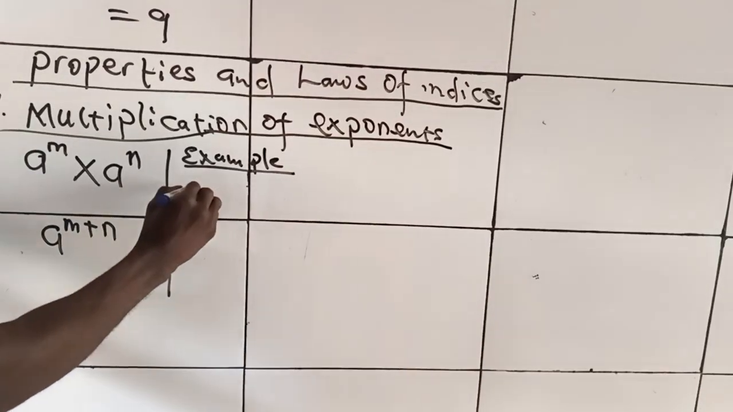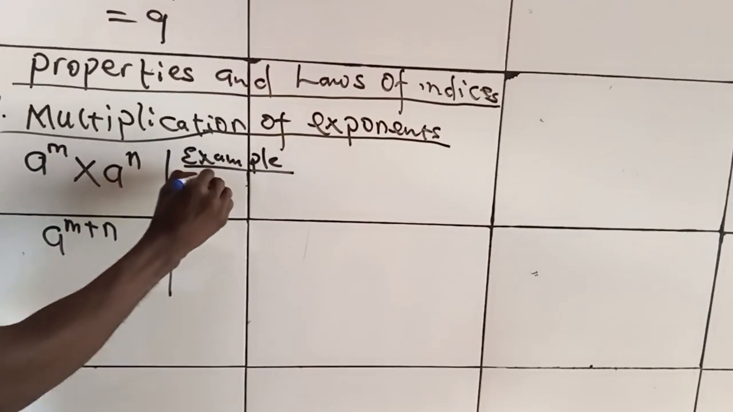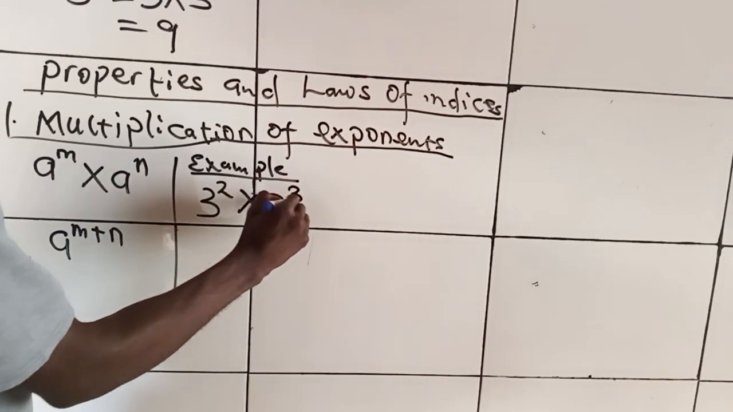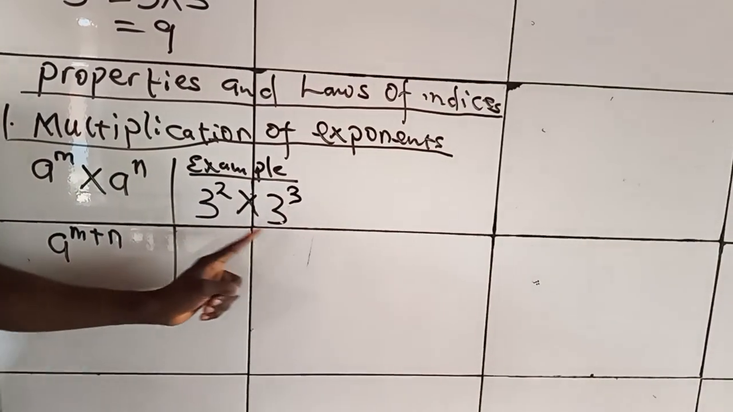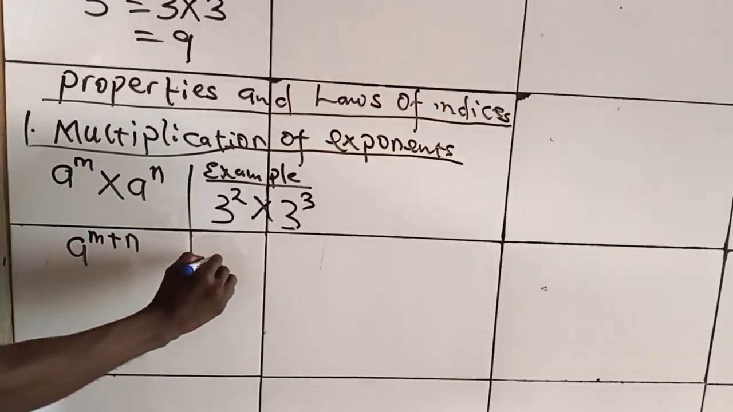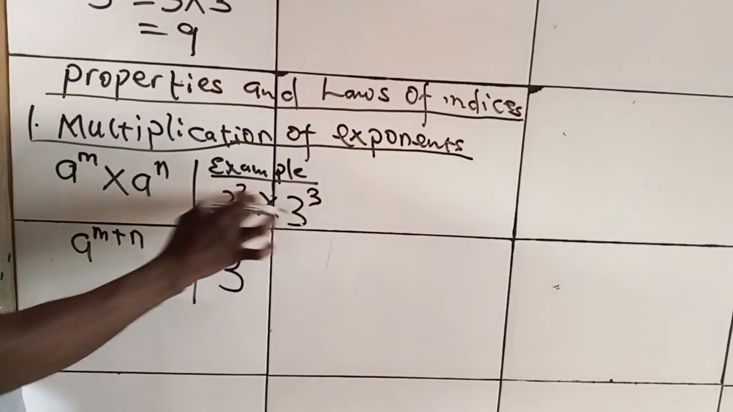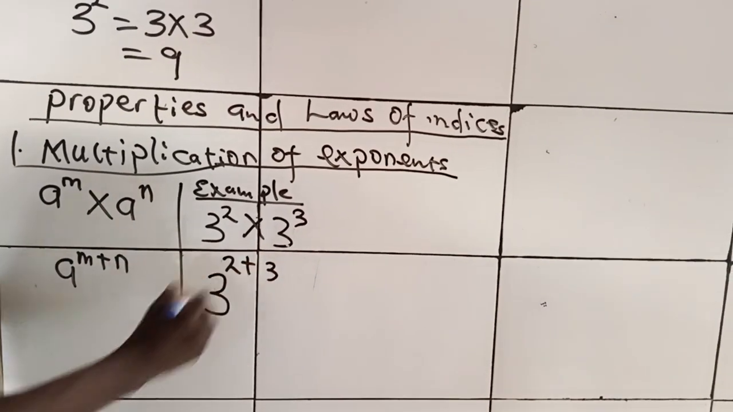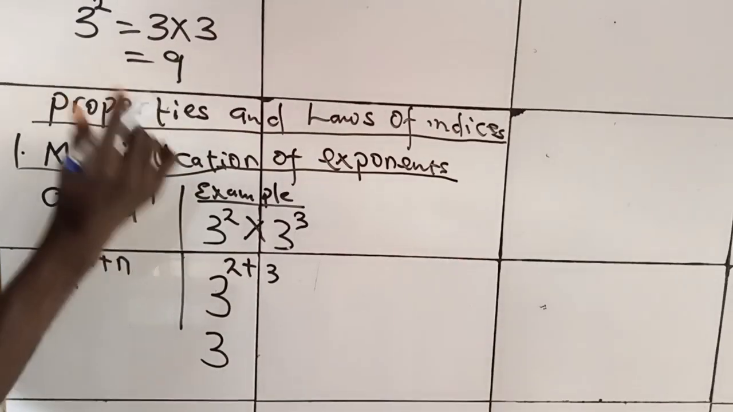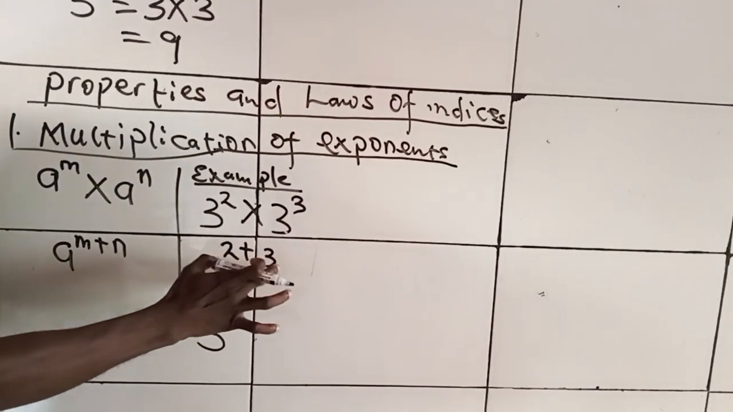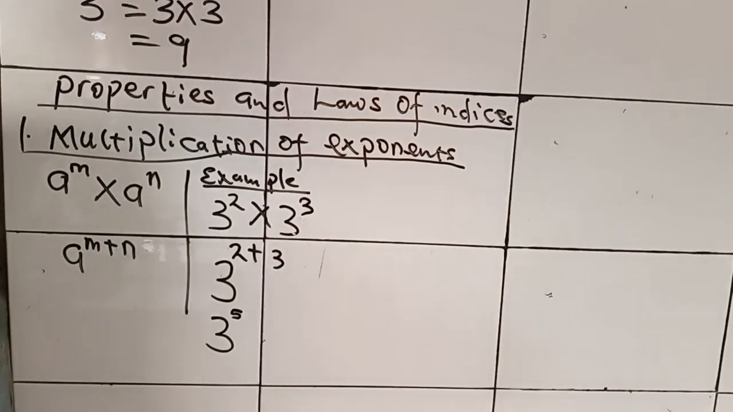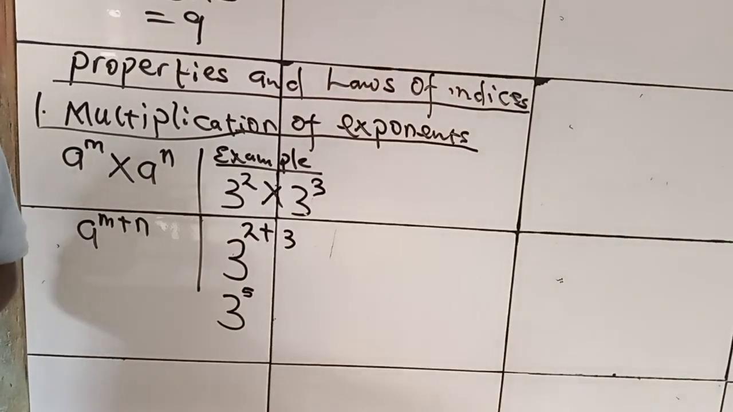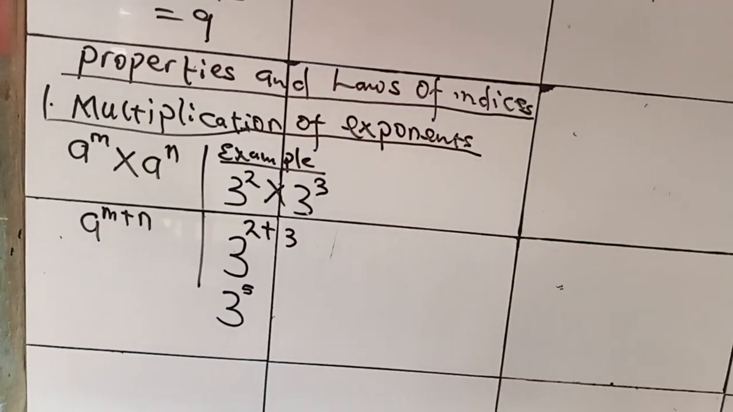You have 3 raised to the power of 2 times 3 raised to the power of 3. You see that the bases are the same. So we can pick one of the bases. This is going to be 3. Then you add the exponents, 2 plus 3. This is going to be 3 raised to the power of 2 plus 3, which will give you 5. And the answer is going to be 243 if you press your calculator.